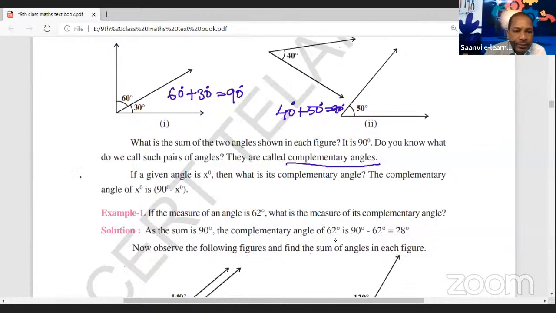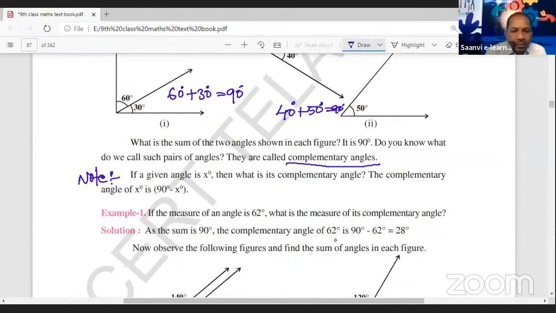Next, here one note is given. If a given angle is x degrees, then what is its complementary angle? The complementary angle of x degrees is 90 minus x. It means if we give one angle and ask to find the complementary angle of this angle, you have to subtract: 90 minus x. Why? Because complementary angles means the sum of the two angles is equal to 90 degrees.